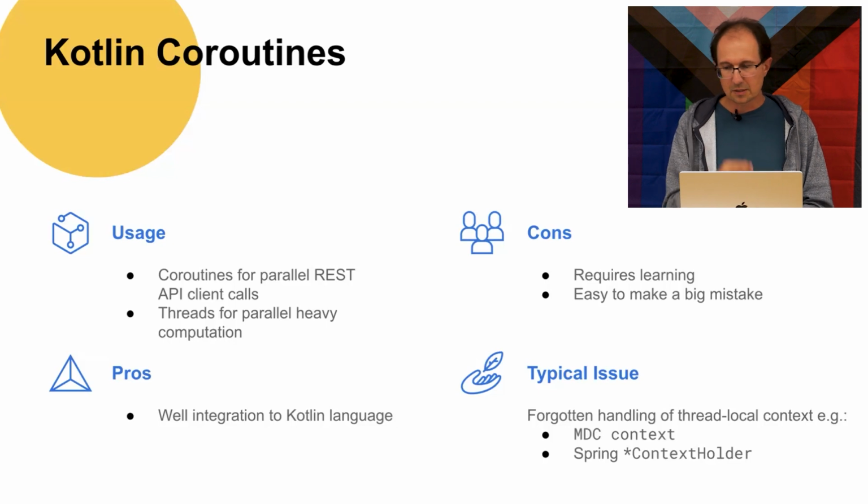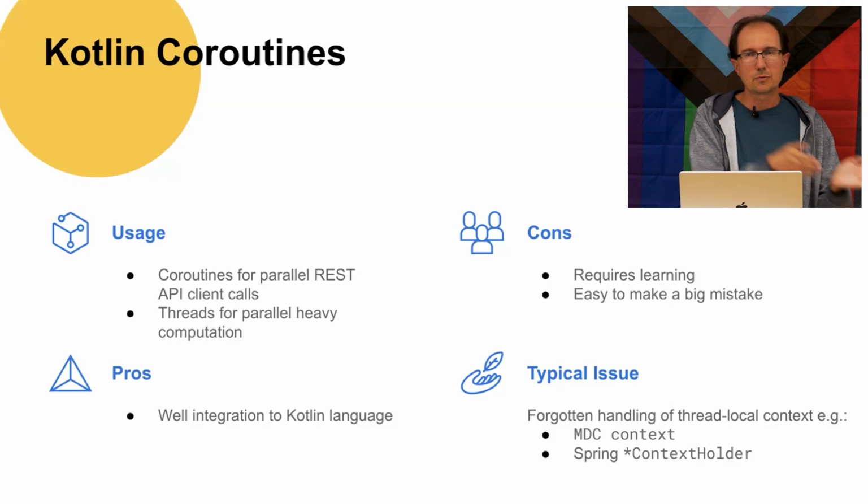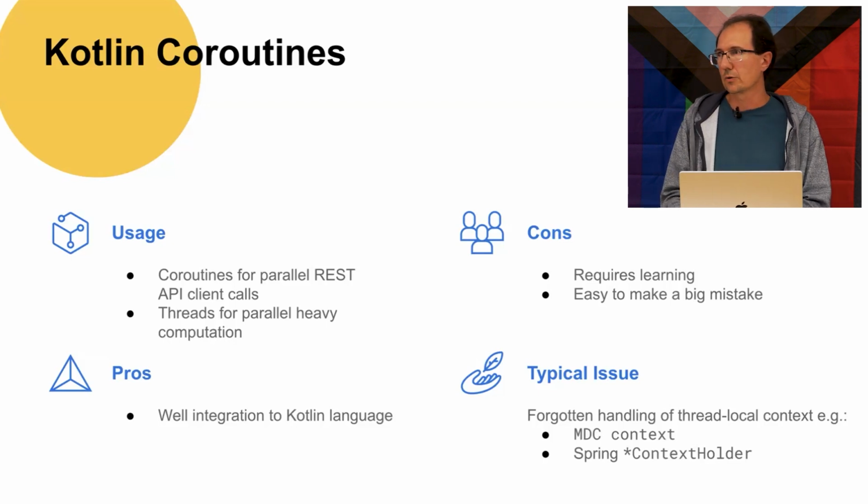A typical example, I'm just listing these two, though of course you can think of billions of others. Maybe MDC is used for logging, right? So you provide some additional parameters for your logging. If you don't pass it to the context of those coroutines, you are incorrectly printing the logs. They may be annotated for a different thread, for example. So it is very crucial not to forget about this, and it's easy to make a mistake if you do.